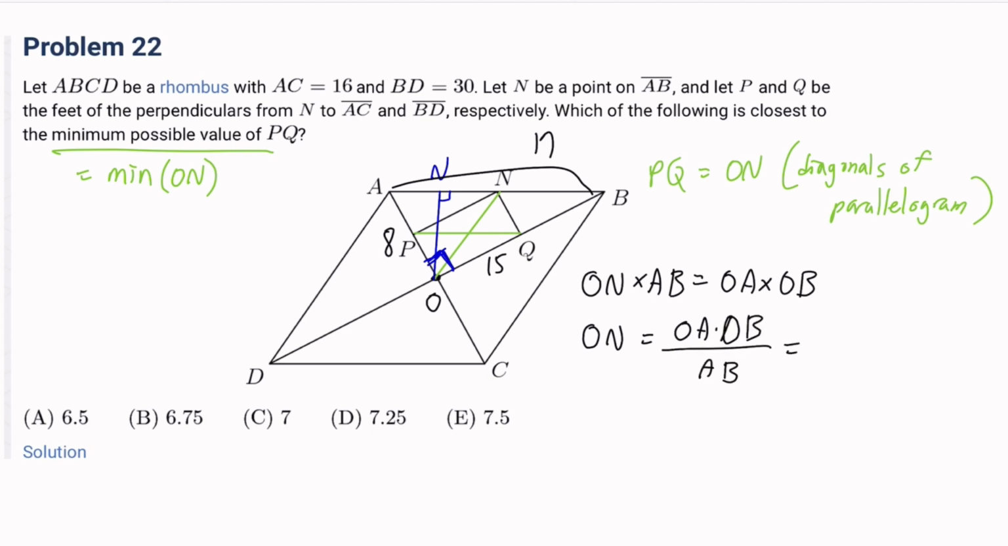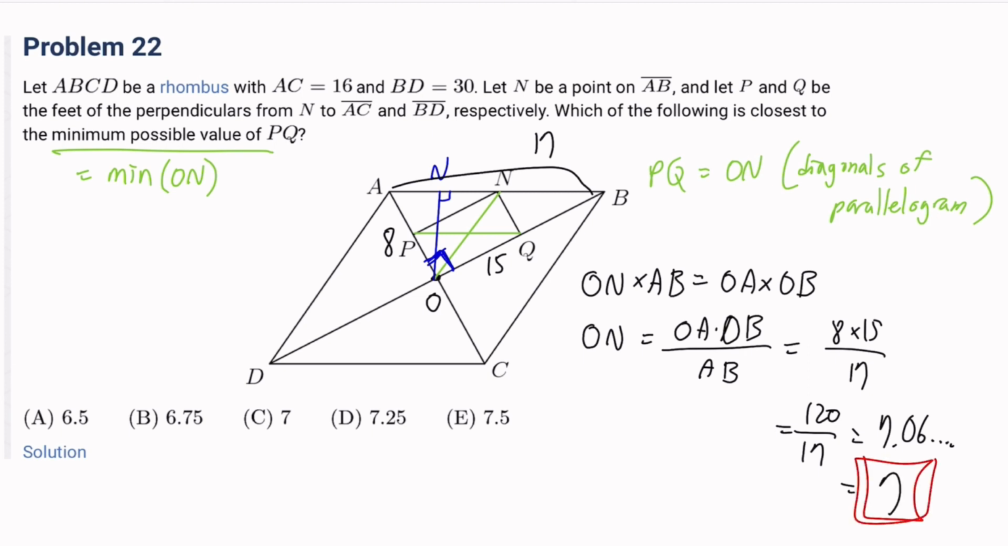So this is equal to, OA is 8, OB is 15, and AB is 17, right? So 8 times 15 over 17 is 120 over 17, which is 7.06 something, which is basically 7, right? So it's closest to 7, so the answer is C.